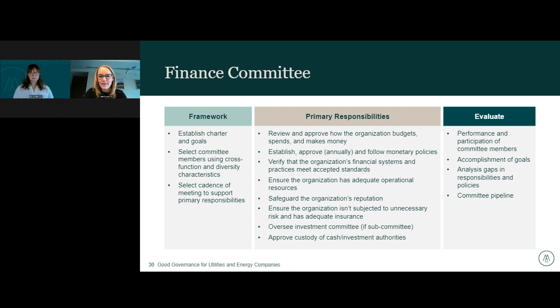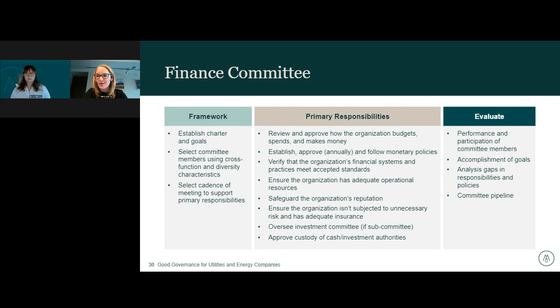In the primary responsibilities, we talk a lot about what we're doing within this, and I'm not going to go over every single one. But probably the biggest one is reviewing and approving how the organizational budget spends and makes money. Going over that in more depth takes some of that responsibility off the board level. You can move more onto strategy at the board level if you have these committees making some of these decisions and then running them up the flagpole to the entire board. It also helps to safeguard your organization's reputation as well.